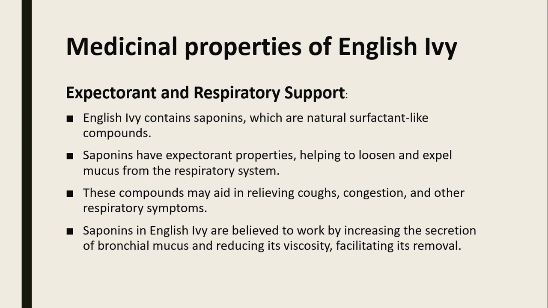Here we will discuss the medicinal properties of English ivy. English ivy contains saponins, which are natural surfactant-like compounds. Saponins are used for the respiratory tract, for those patients who have mucus in their bronchi. So saponins are used to alleviate that mucus. Saponins have expectorant properties. Basically, expectorant properties are those which help loosen and expel mucus from the respiratory system. These compounds may aid in relieving coughs and congestion in the respiratory system.